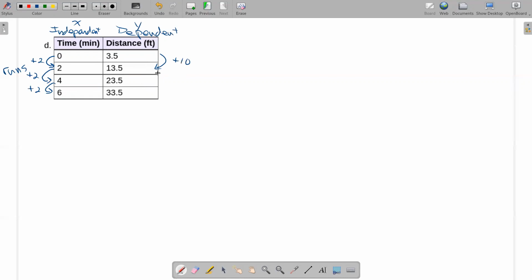If I look at the changes here, to get from 3.5 to 13.5, that would be a +10. Sometimes I have to whip out my calculator to figure that out. Hey, look at that, another +10 and another +10. So no matter which pair of points I pick, I'm getting a rise of 10 and a run of 2 if I pick ones next to each other. So it looks like this one has a slope of 10 over 2, or 5, and it's always the same. That right there makes this linear.